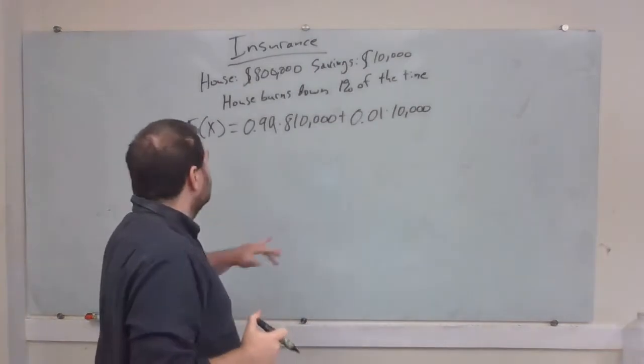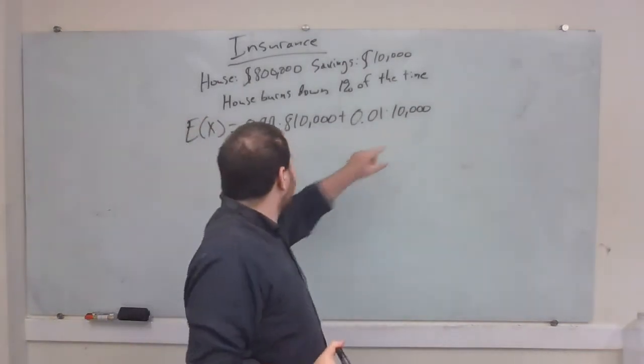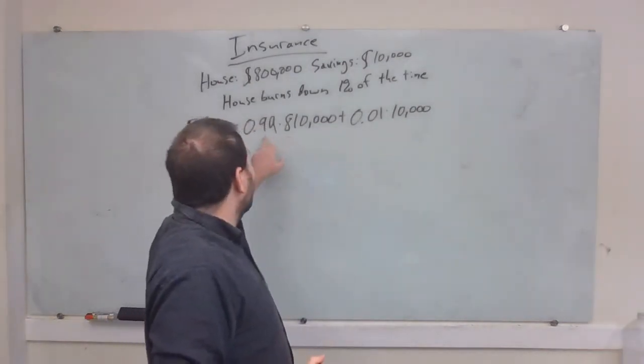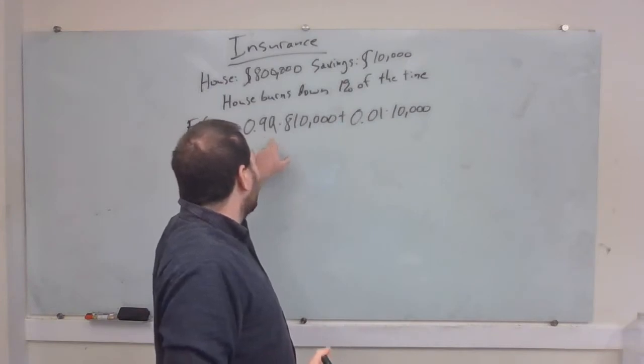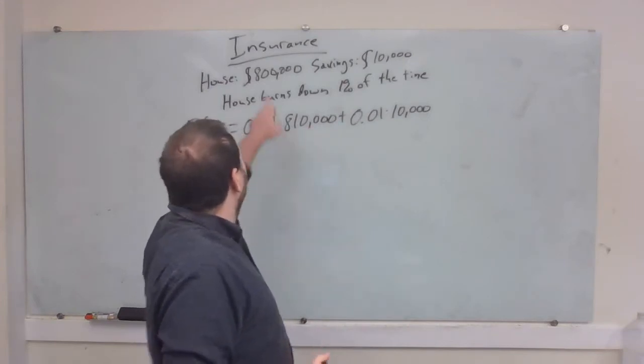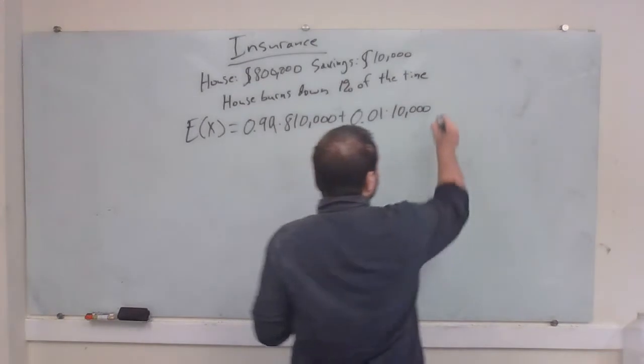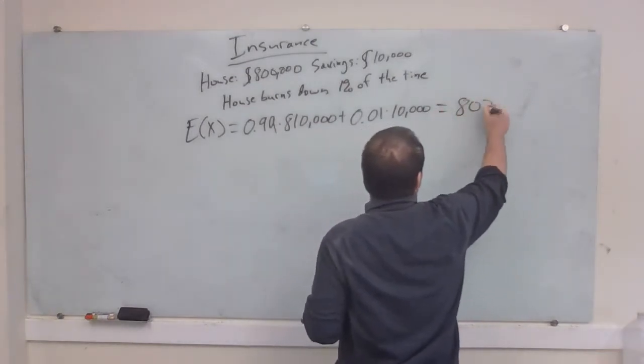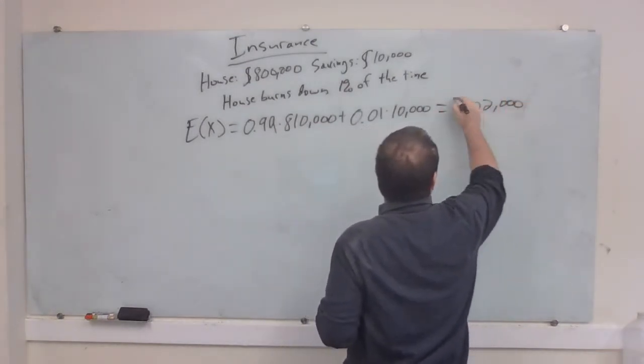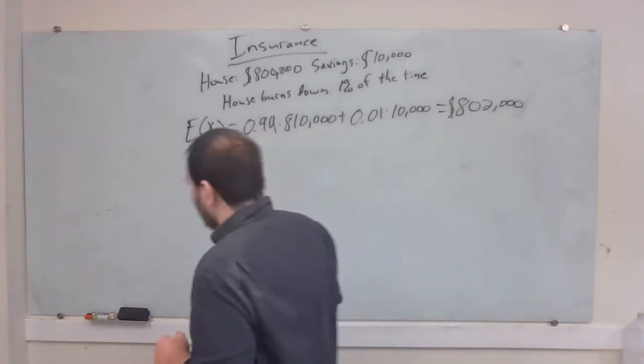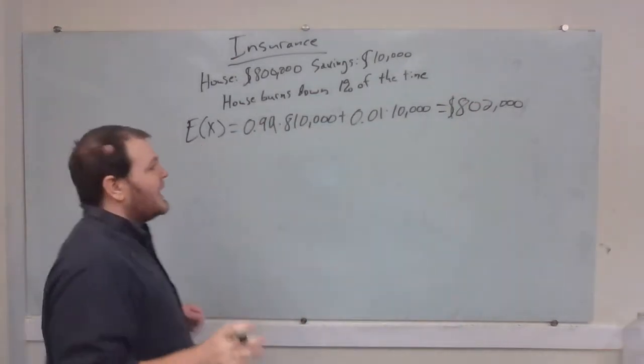So what's this going to be? Well, it's going to be 10,000 plus 99% of 800,000. 1% of 800,000 is 8,000, so this is going to be $802,000. Cool. So in an average year, you're going to have $802,000.